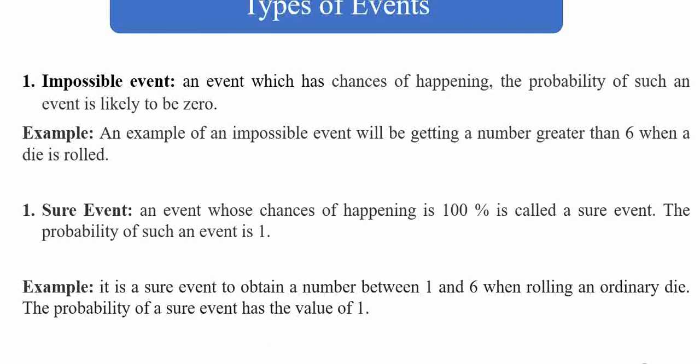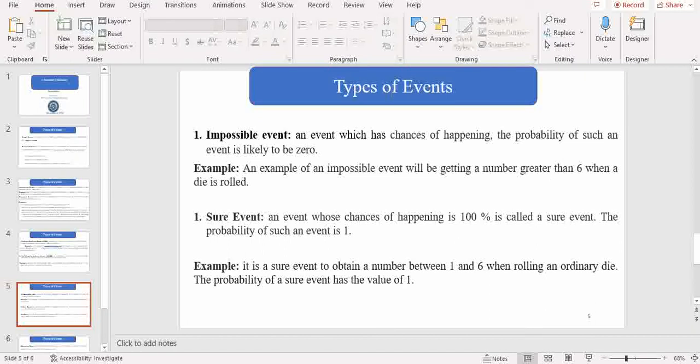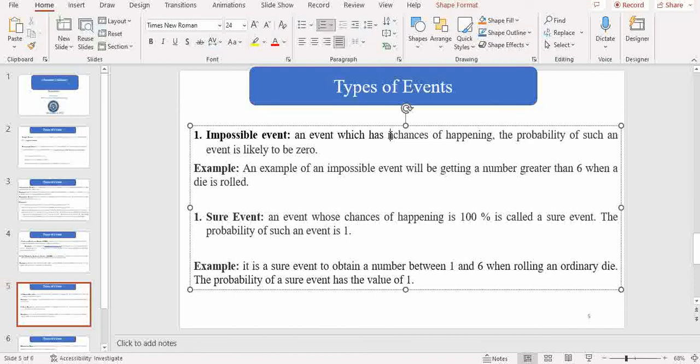Impossible event. On this slide we will discuss impossible event and sure event. Let's define the impossible event first. An event which has no chances of happening, the probability of such an event is zero. This should be corrected: an event which has no chances of happening.